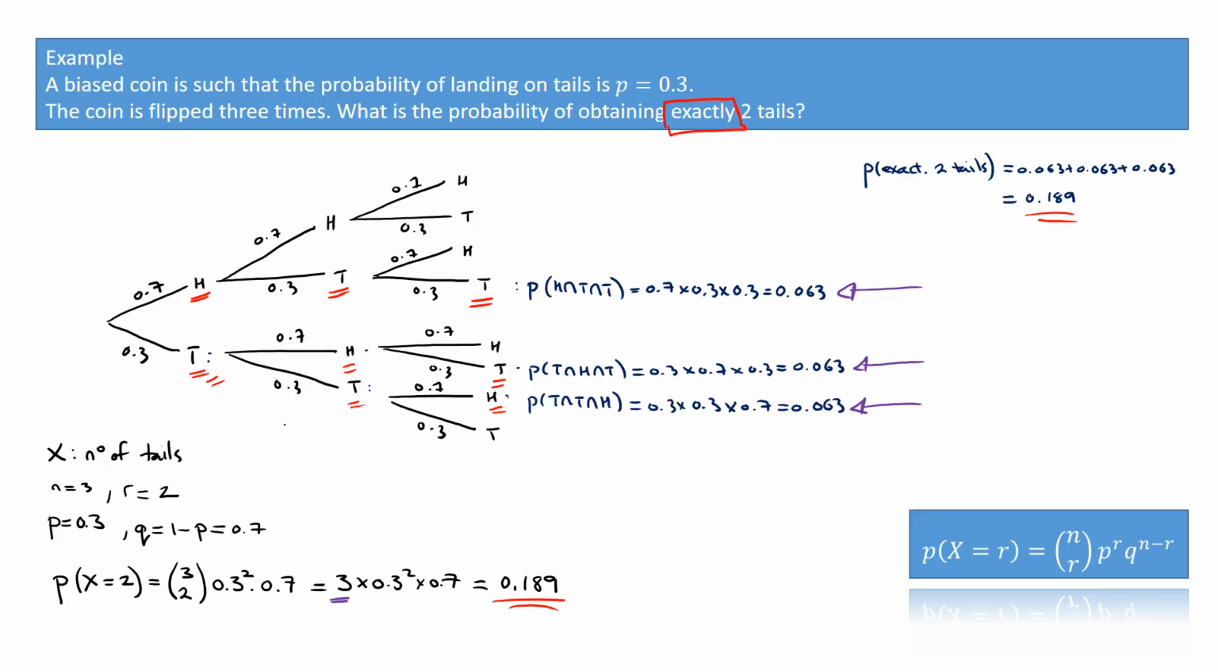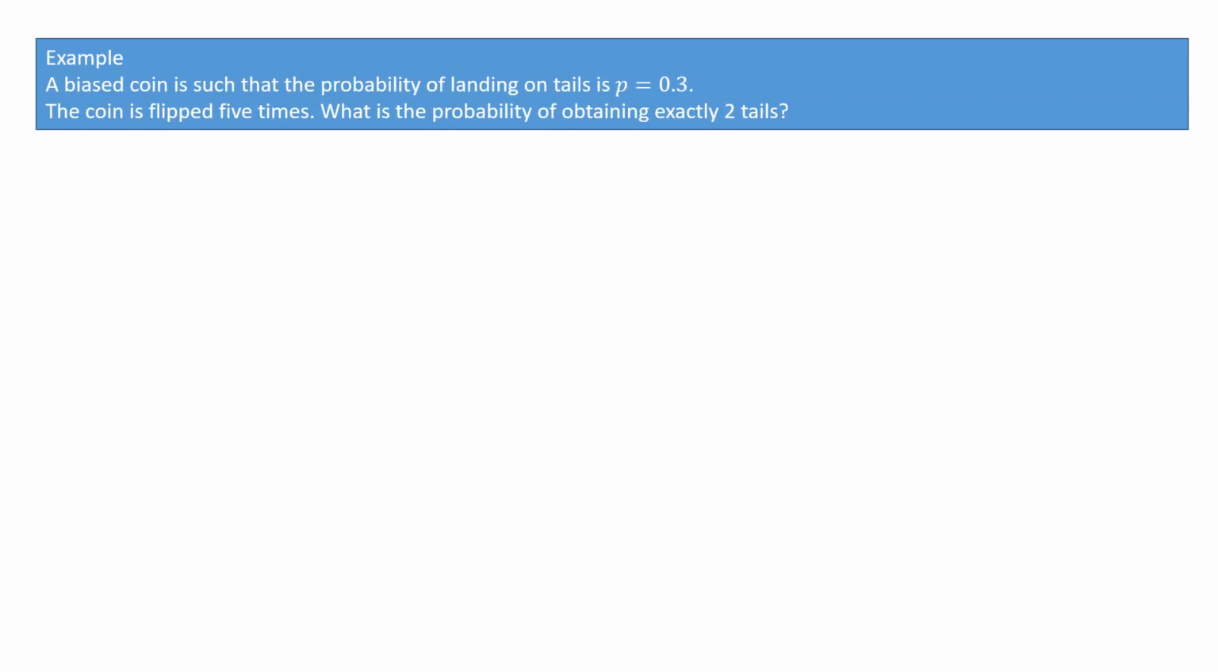Let's look at one more example. In this case, we're still working with the same biased coin, which has a probability of 0.3 to land on tails. But this time, the coin is flipped 5 times. And we're asked the same question, what is the probability of obtaining exactly 2 tails? Now, the fact that we're flipping the coin 5 times really suggests there's no way we're going to draw a tree diagram for this. We could, of course, but that would take a lot of time. And it would be worse if, say, we flipped the coin, I don't know, 20 times, 30 times, or 40 times. And that really is where the binomial distribution formula becomes useful.